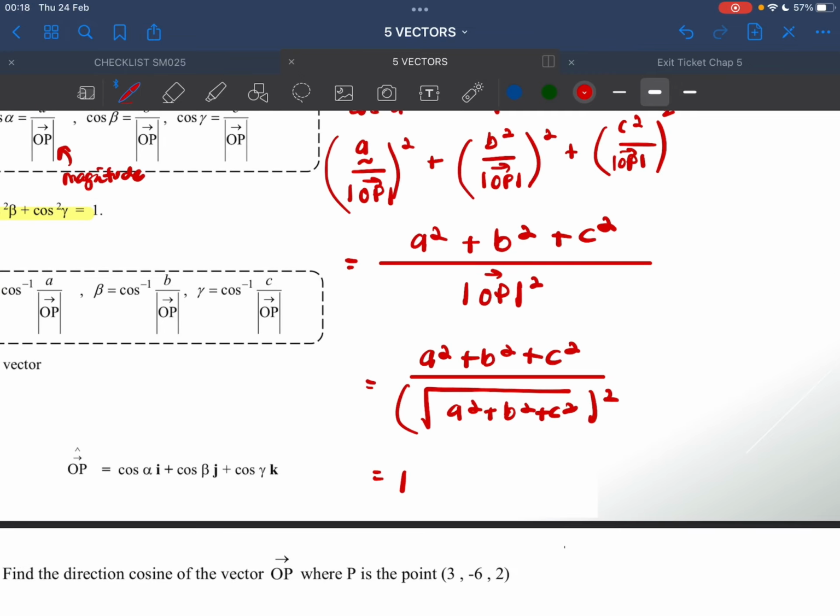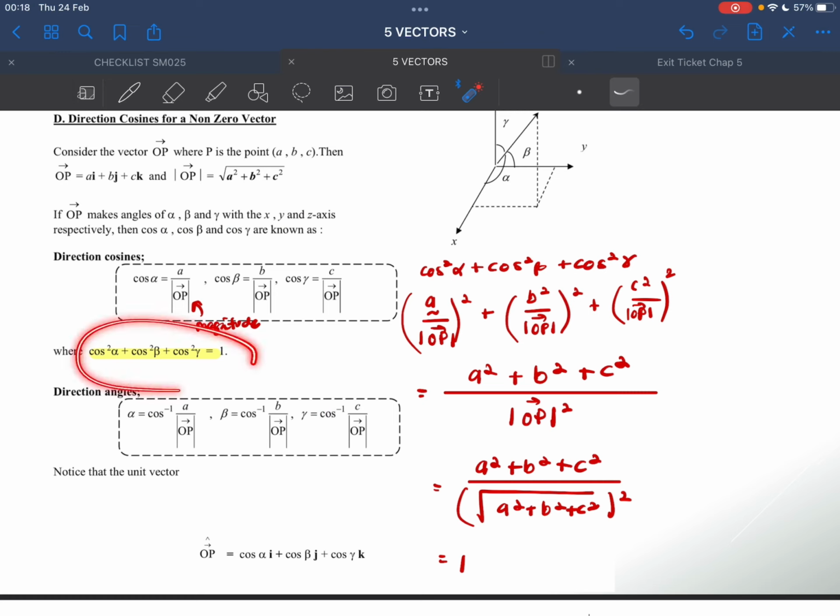So that is how we get cos square alpha plus cos square beta plus cos square gamma equal to 1. So you have to remember this formula here, this identity here.